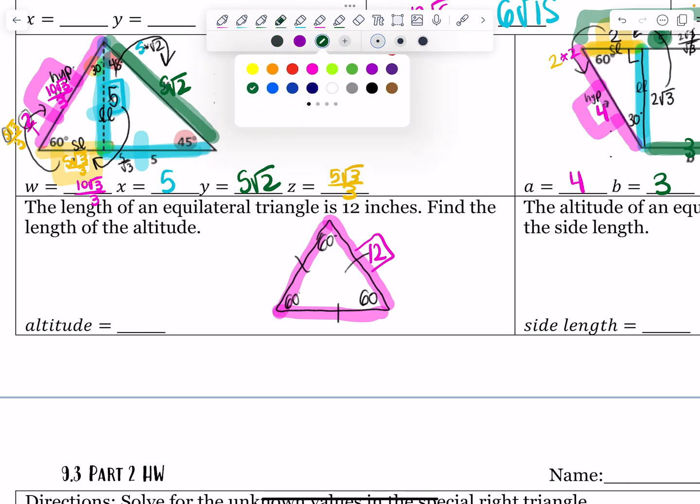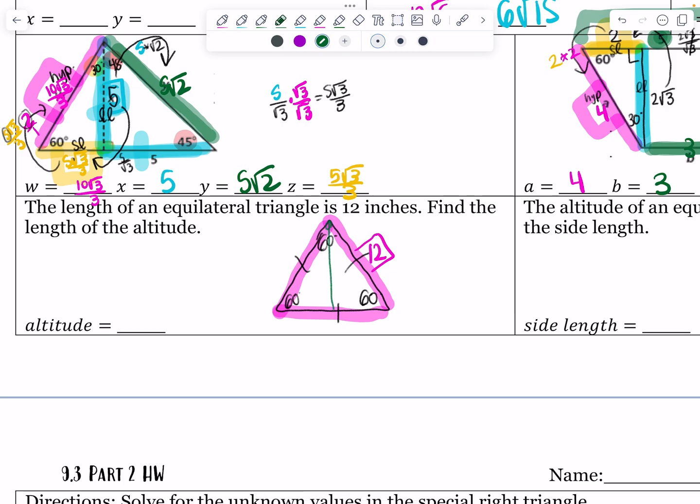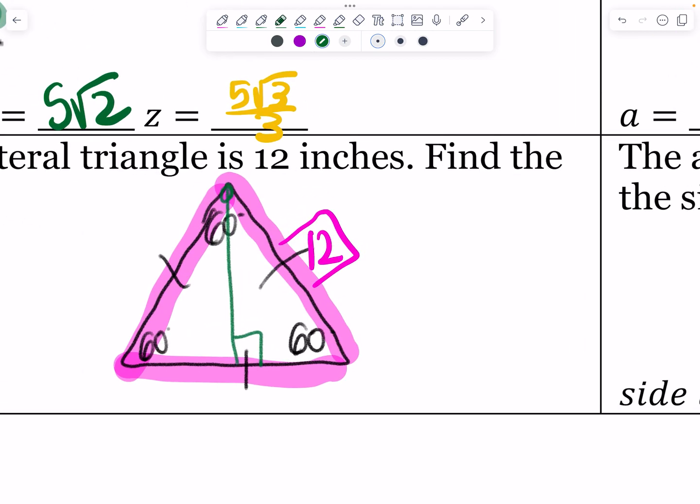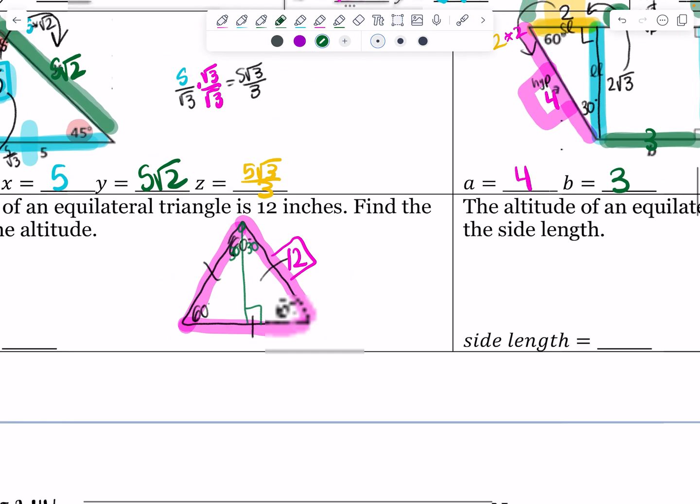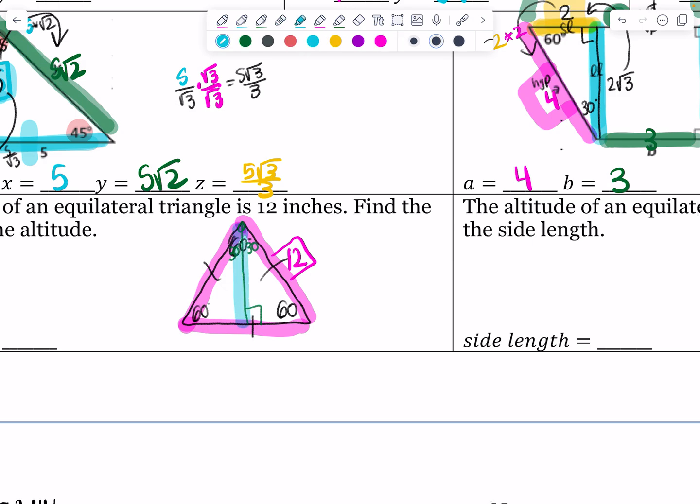So when it says that, that just means drop in an altitude from one of these vertices. That makes this a 30, 60, 90 triangle. I'm going to zoom this in and write 30 and 30. That bisects that angle. So this is a 30, 60, 90 triangle now. And we want to find the height, which is going to be our long leg. Okay, so this is our long leg.